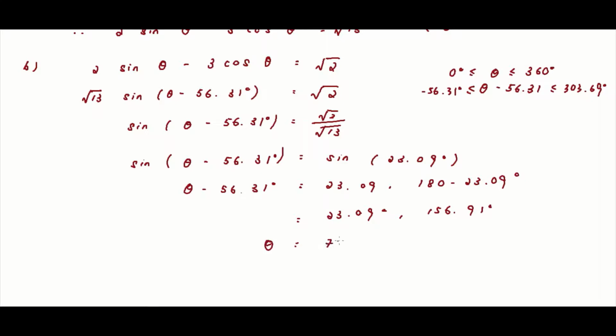So don't forget you need to solve until the end. So you need to add 56.31 to them. So 79.4 and 213.2, in 3 significant figures or 1 decimal place. Okay, so that's the answer for example 1.